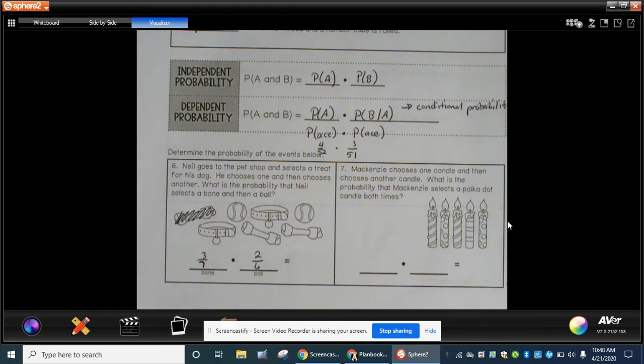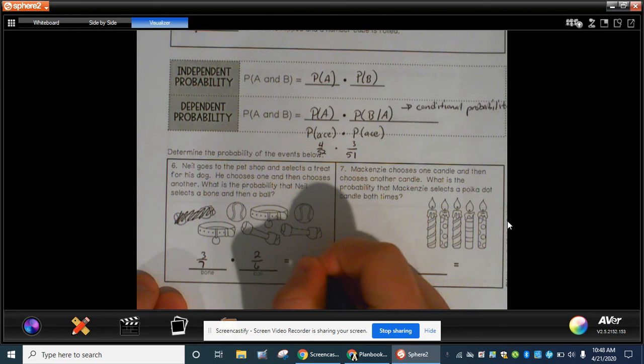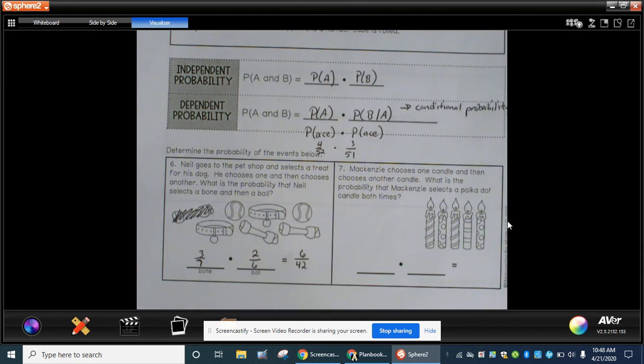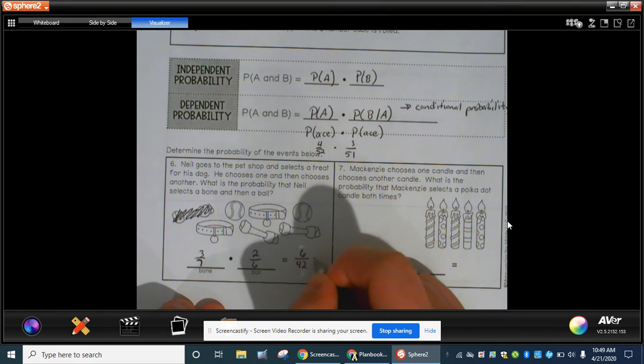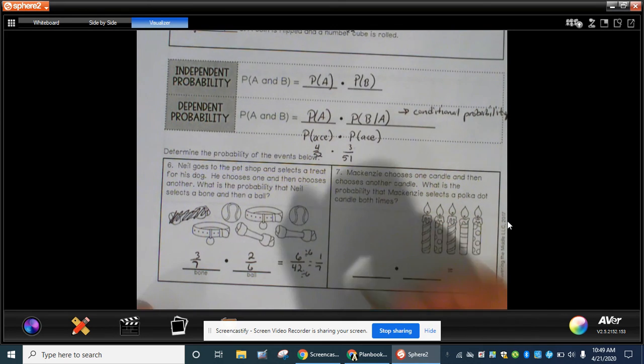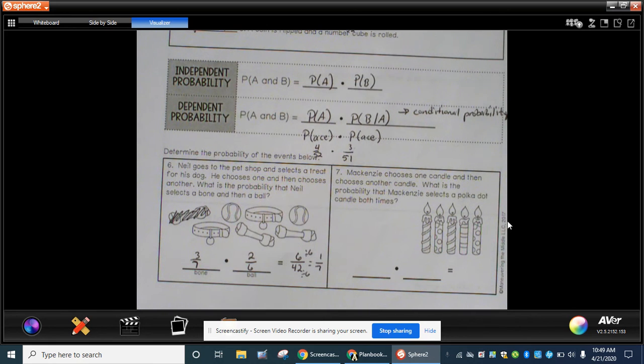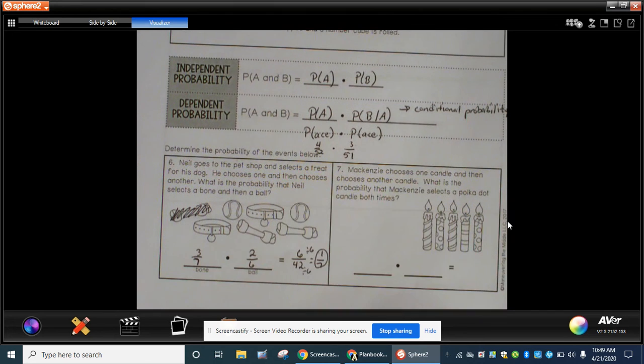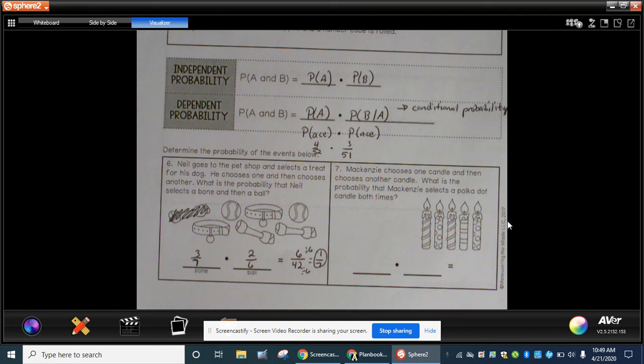Now with multiplying fractions, we can just multiply across. 3 times 2 is 6, 7 times 6 is 42. This can be simplified. 6 and 42 share a common factor of 6. If I divide by 6, top and bottom, this becomes 1/7. So the probability of Neil selecting a bone and then a ball would be a 1 out of 7 chance.